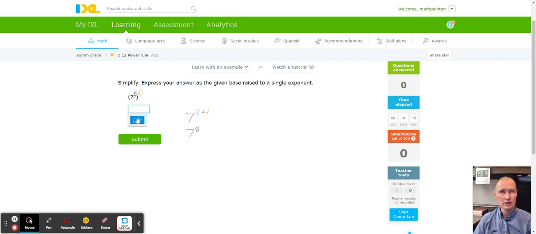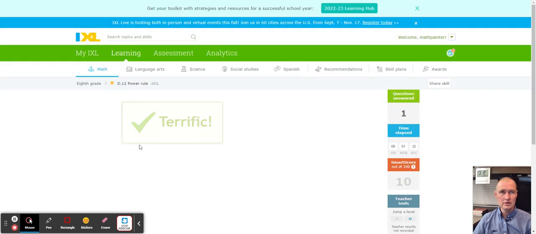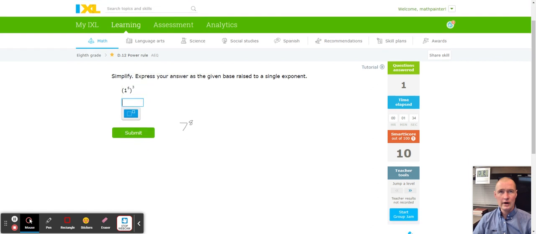So let's click in there. And this is the tool I'm looking for. I'm going to put my 7, then click on the box tool. When I click on the box tool, it is now ready for me to put the 8 for my exponent. So again, when you're ready for your exponent, hit the exponent tool and you'll be good to go. Next one, we got 1 to the 6th power to the 3rd.